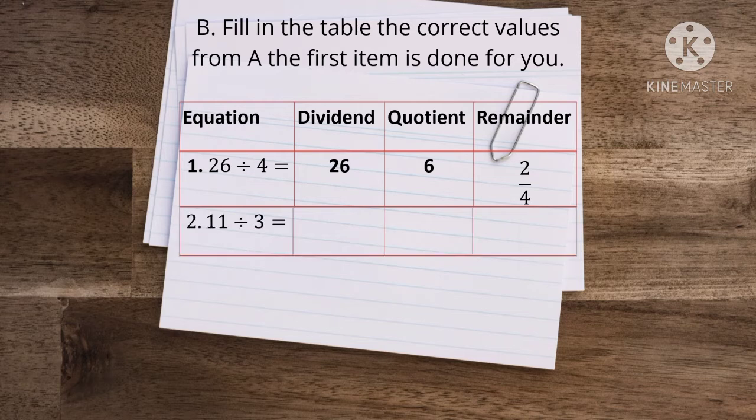5 seconds para ma-identify na ninyo ang quotient, remainder, and also the dividend. I think you got the correct answer. So for the dividend, that is 11, the quotient is 3, and then the remainder is 2/3.